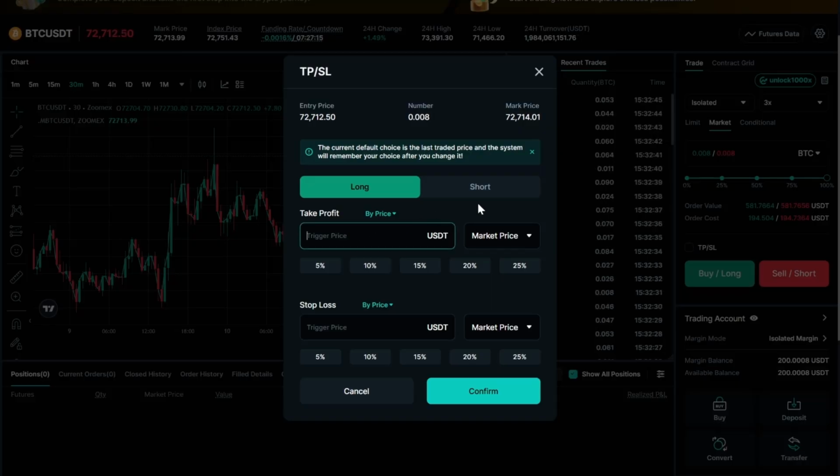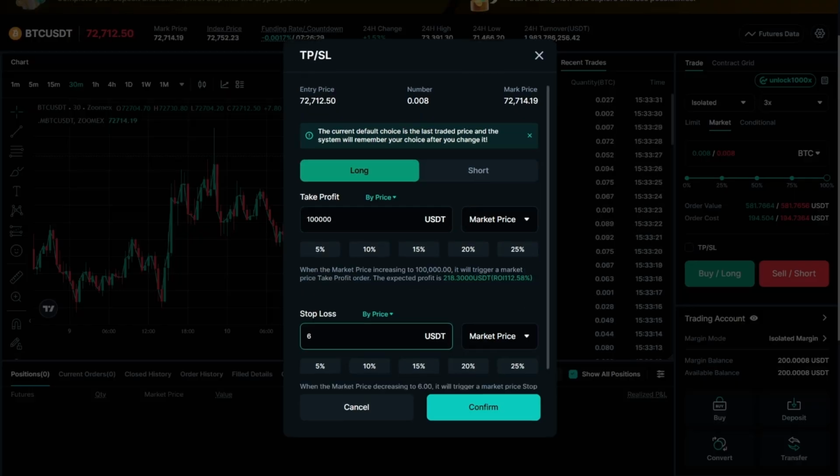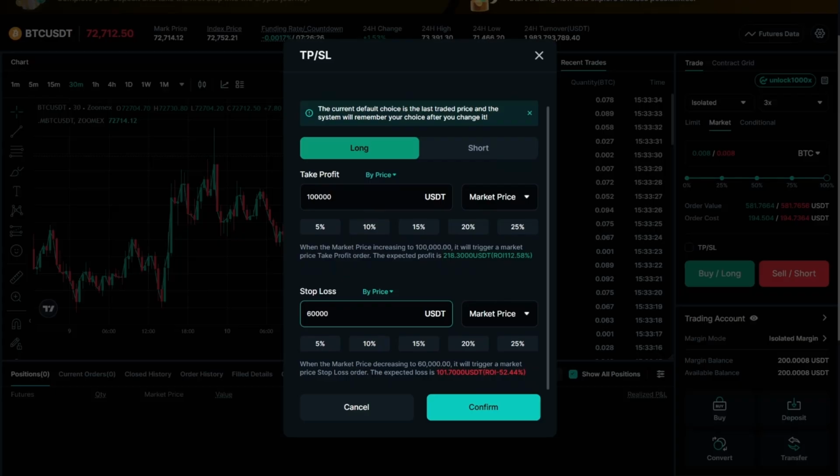All we need to do is decide on what price we want to exit our trade at. So let's say I'll be happy once Bitcoin hits 100,000. Our take profit order will be executed and will be sold out of our position. We can see the profits that we would expect to make on this trade and our expected ROI. On the downside, we want to protect ourselves. So if Bitcoin goes past 60,000, we will cut our losses. And again, we can see our expected loss and our ROI.